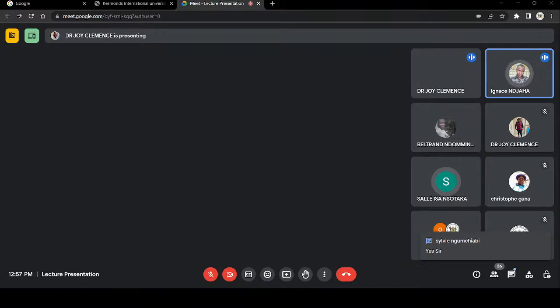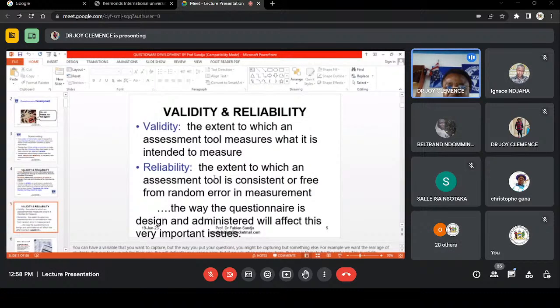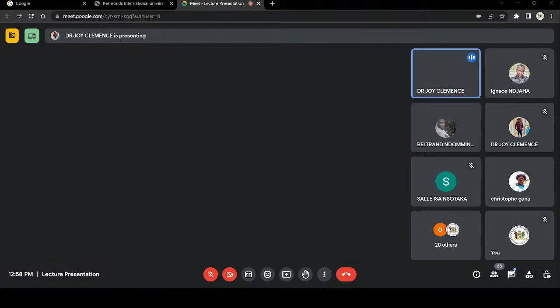The way your questionnaire is designed and administered will affect these two important concepts. So if we want a valid and reliable instrument, it is important that the way we design the questions and administer the questionnaire respects all of this, which we are going to see today.